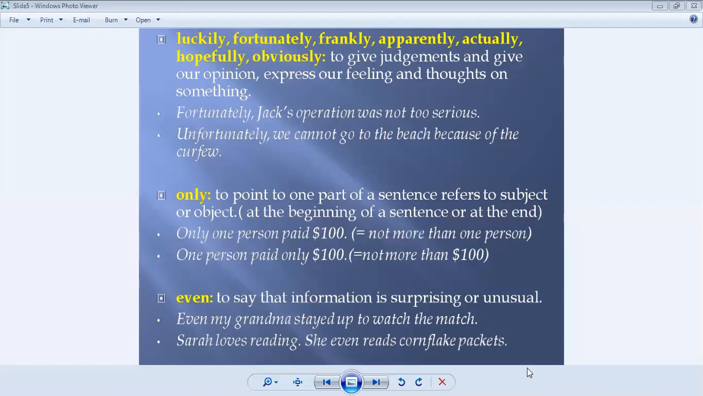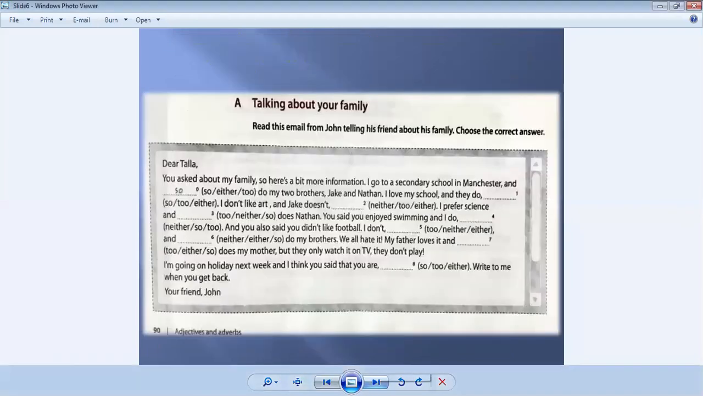Okay, hello guys. I hope you understood. So let's move on to our exercises over here. What we're going to do here is choose the correct answer. So the choices are so, either, neither, or too. You're going to choose one of them to fill the gap.